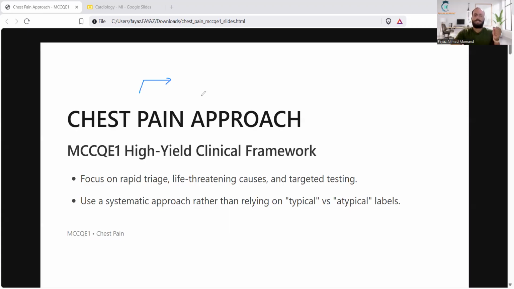However, for MCCQE and for real-life patients, calling chest pain something non-urgent or non-life-threatening requires you to rule out the life-threatening conditions first. You can do that by taking a full detailed history, physical examination, and some basic labs, which we are going to discuss: what to do and what not to do. Today, we're going to discuss how we're going to approach a patient who comes with chest pain.